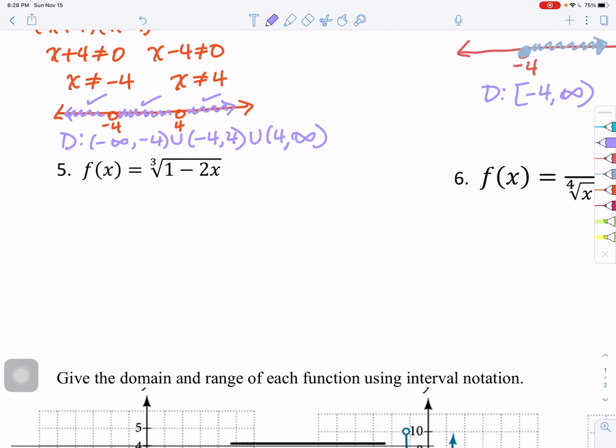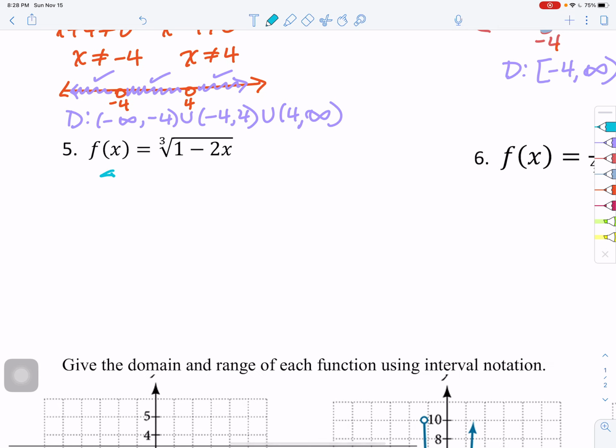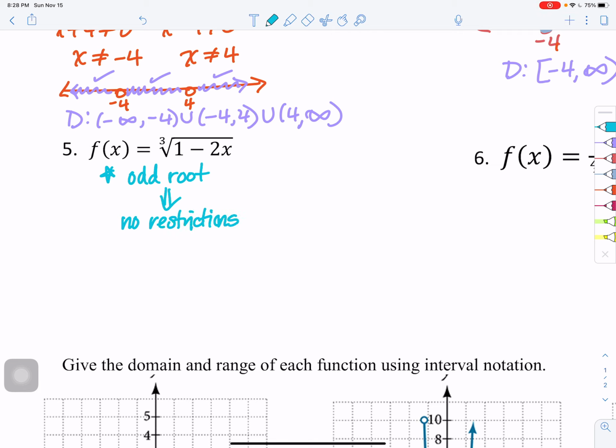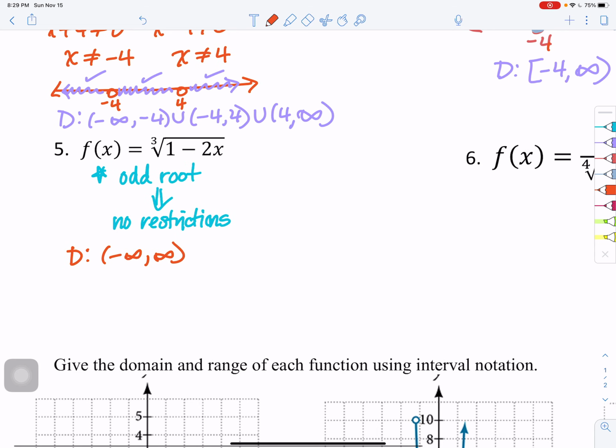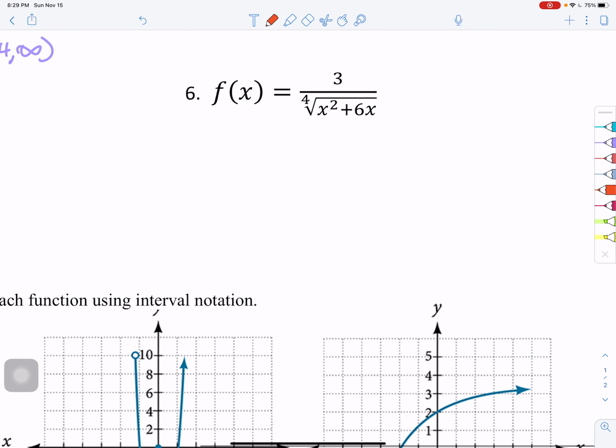Okay, at first in number 5, you might think, oh, we have to worry about what's under that root. But this is an odd root. There are no restrictions. You can take the cube root or the 5th root or the 7th root of a negative number. So here our domain is all reals. We're just worried about the square root, the 4th root. Speaking of the 4th root, let's look at number 6.